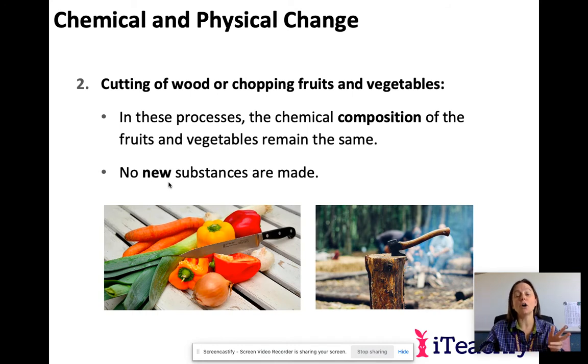If I cut wood or chop vegetables, I'm not changing anything on a molecular level. I have no new substance. I'm just making the substances smaller. That's the only thing that's happening.